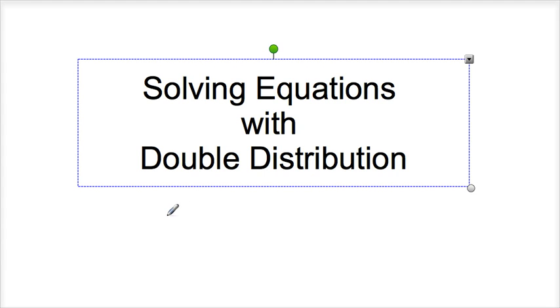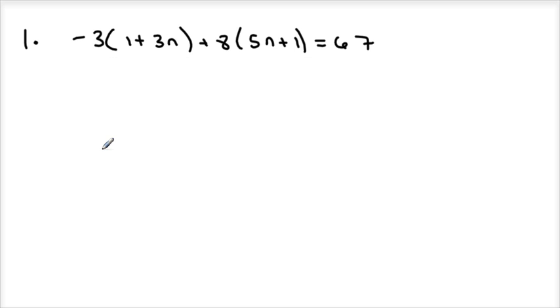Hi, in this video we're going to be solving equations with double distribution. Let's take a look at some examples. So our first example, number 1: negative 3 times the quantity 1 plus 3n, plus 8 times the quantity 5n plus 1, equals 67. Alright, so same as single distribution except we're going to do it twice.